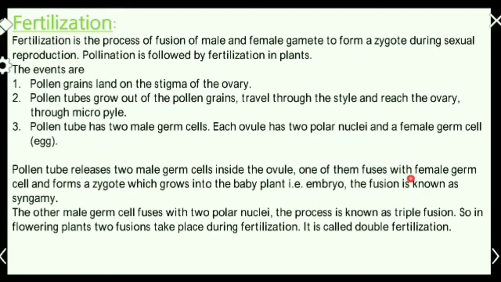One of them fuses with the female germ cell and forms a zygote, which grows into the baby plant, that is, the embryo. This fusion is termed as syngamy. The other male germ cell fuses with two polar nuclei, and the process is termed as triple fusion. So, in flowering plants, two fusions take place during fertilization, and hence the process of fertilization in flowering plants is termed as double fertilization.